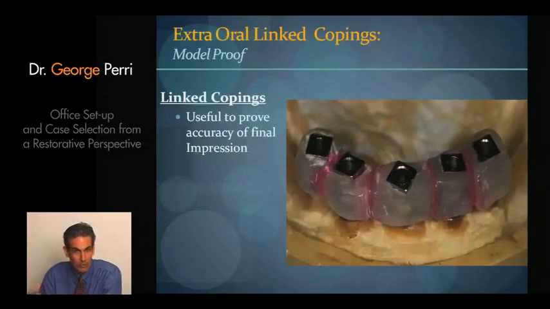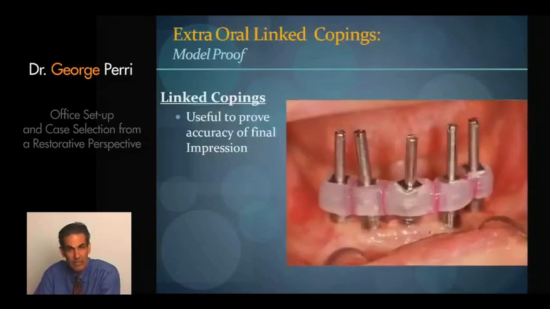And so on the model we might use the exact same technique. We'll put the open tray impression copings on the model. We'll make a triad material framework to link them together, separate it, relink them, carry it to the mouth, and carefully evaluate the fit. And the thing I always tell people is that for me, if it fits, I know it almost immediately. If I wonder if it's fitting, if I have to tighten screws or twist things or play with it, it probably isn't accurate. And so quickly I'll make a decision.